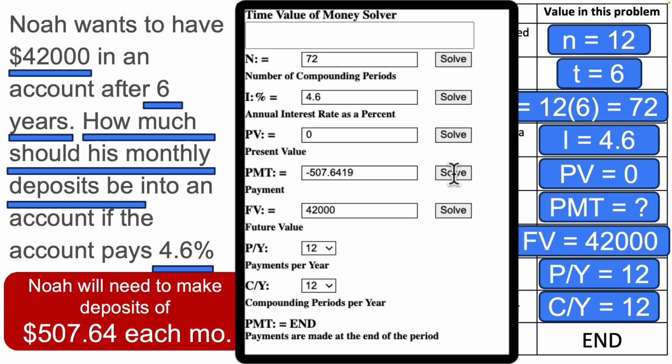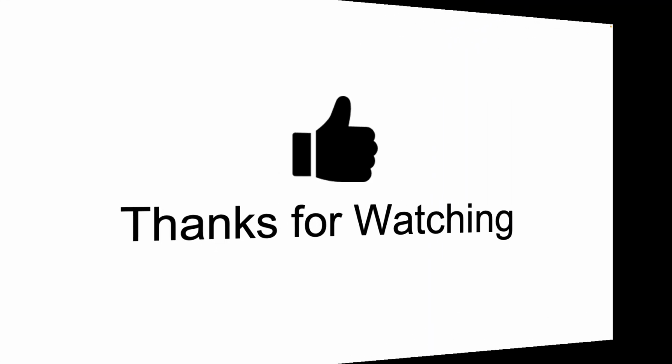So Noah will need to make deposits of $507.64 each month.